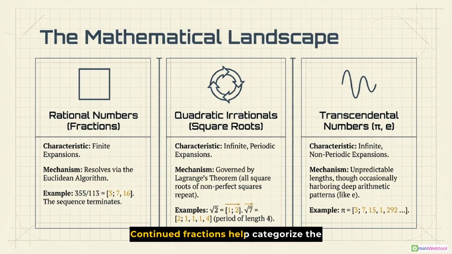Continued fractions help categorize the mathematical landscape. Rational numbers have finite expansions, governed by the Euclidean algorithm. Quadratic irrationals, like square roots, have infinite periodic expansions via Lagrange's theorem. Transcendental numbers, such as pi and e, have infinite, non-periodic expansions.